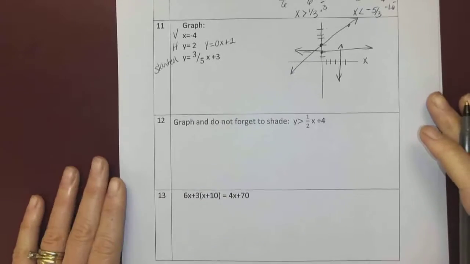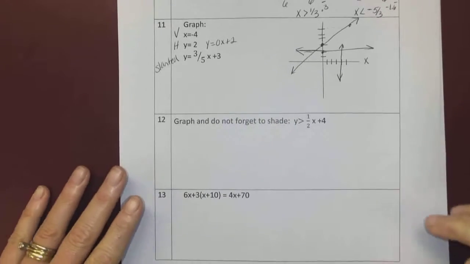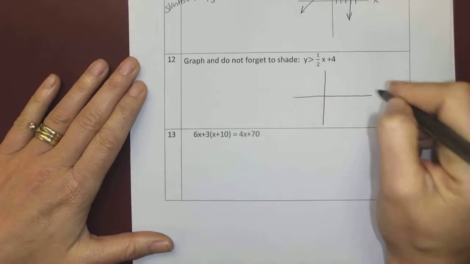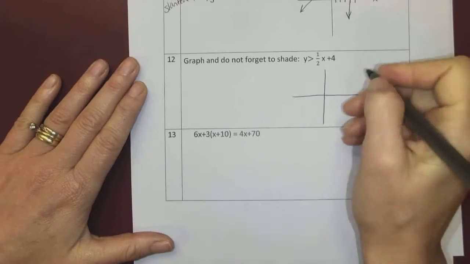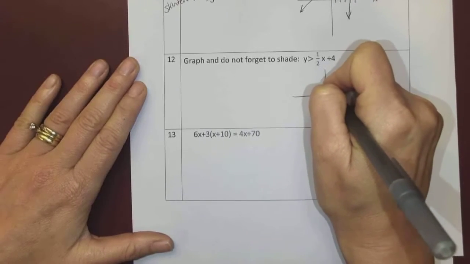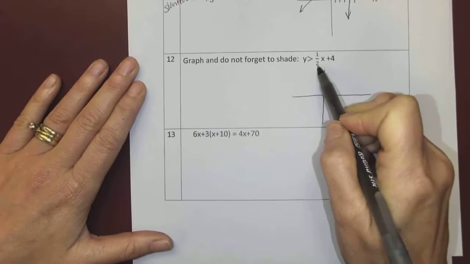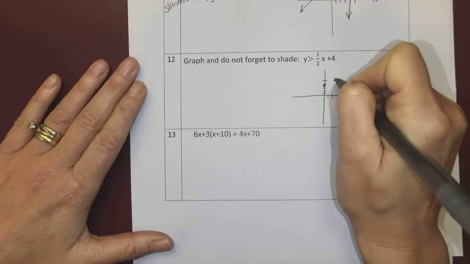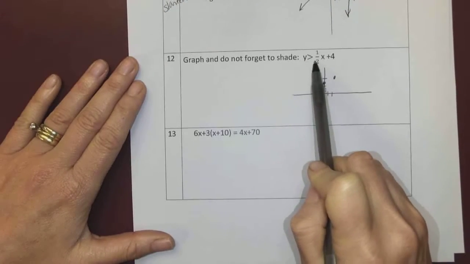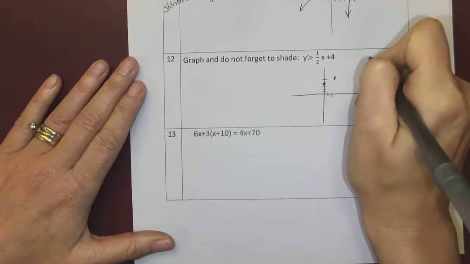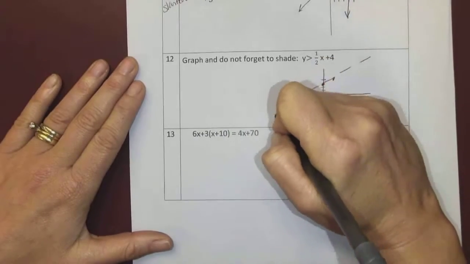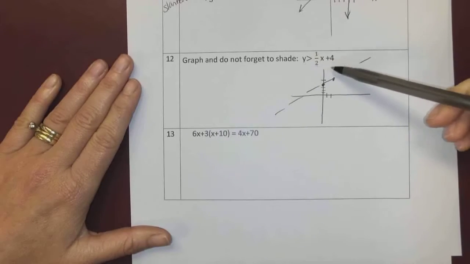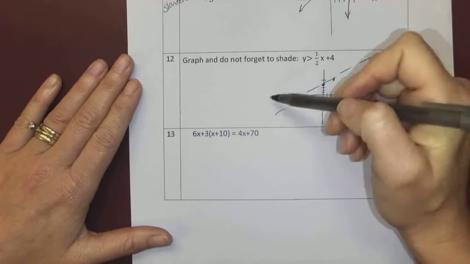Next, number 12 is very similar to number 11, but do not forget to shade. Number 12, I'll draw my y and my x-axis. I will plot my y-intercept, 1, 2, 3, 4. My slope is 1/2, rise 1, run 2. Since there is not a solid line underneath that greater than symbol, I will make a dashed line when I connect my 2 points. And it's greater than, so I'll shade above, or on the side that has the top of the y-axis.